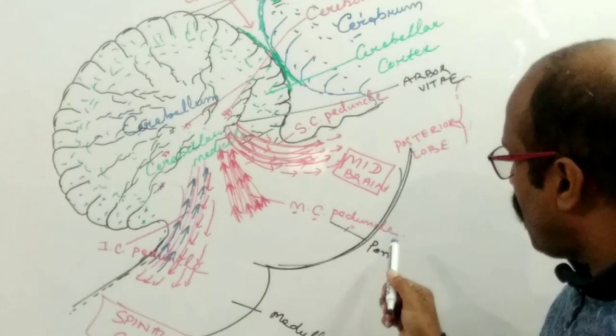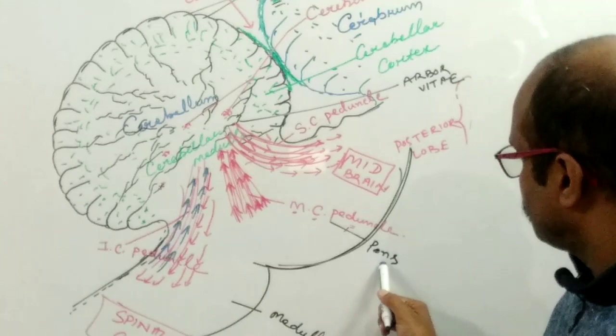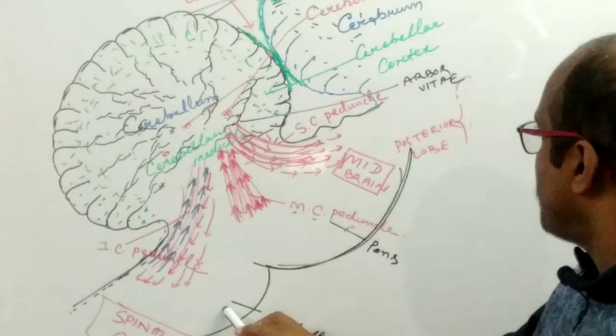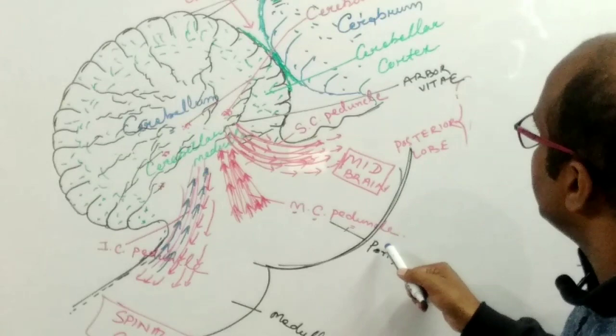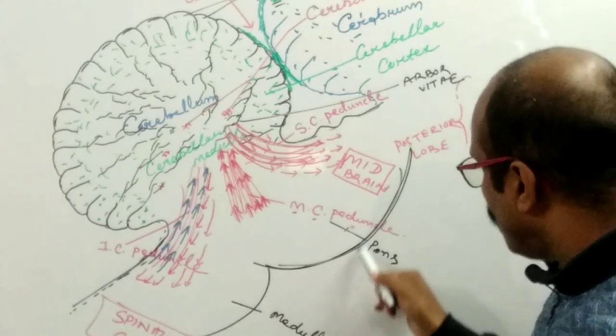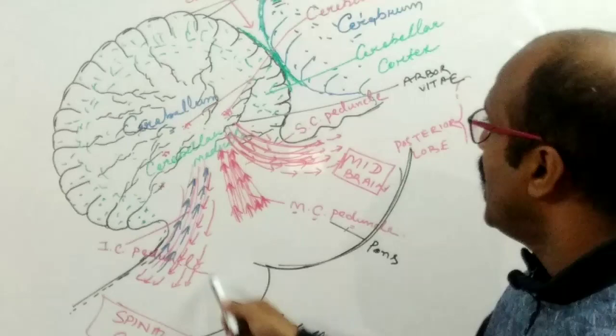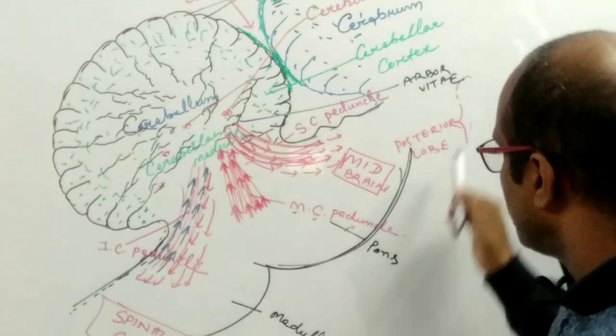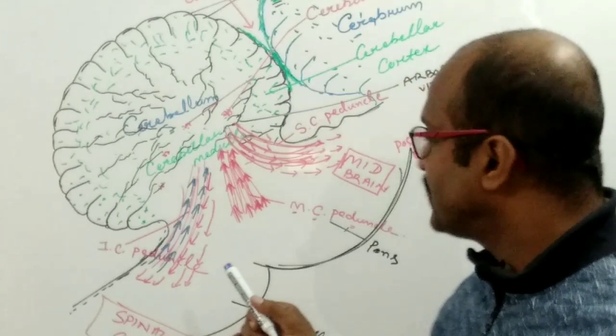That's why the pons forms the bridge in between the two cerebellar hemispheres. The pons also forms the bridge in between the medulla and the midbrain, and also in between the two cerebral hemispheres. So the pons forms a bridge among the different parts of the brain, like the medulla, cerebellar hemisphere, cerebral hemisphere, and midbrain. And the pons contains both longitudinal and transverse fibers.